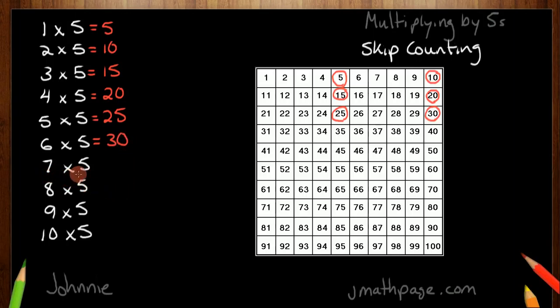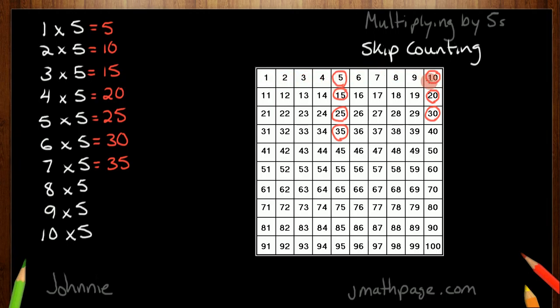What about 7 times 5? 7 times 5 means skip count by 5 7 times. Well, I've done this 1, 2, 3, 4, 5, and 6. So let's add another one. 1, 2, 3, 4, 5. We're taken to 35 now. So we can say 7 times 5, skip counted, takes us to 35. 5 skip counted 7 times, and we arrive at 35. 8 times 5. 5 skip counted 8 times.